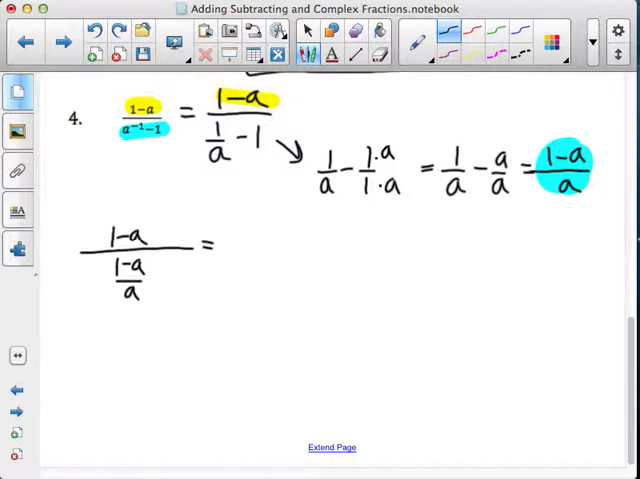Now I'm going to kind of skip that rewrite as a division part. I think we have got it down. So this is 1 minus a times the reciprocal. So a over 1 minus a. 1 minus a cancels, and I just get a for my answer.